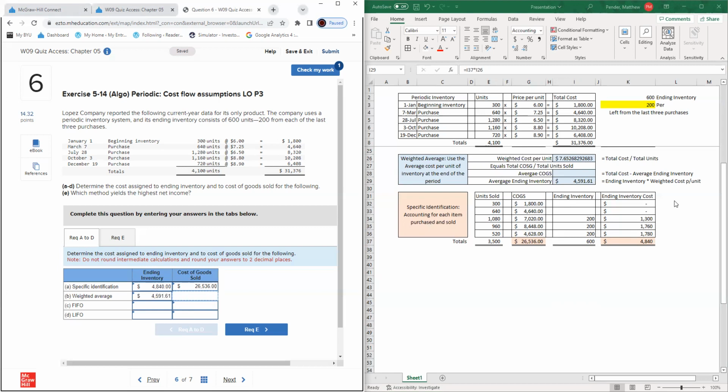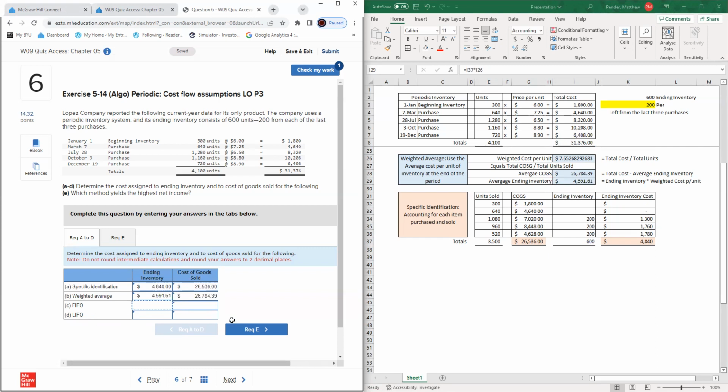For me, the easiest way to understand this is, I know how much my total costs were. If I subtract my weighted average ending inventory cost, then I get my cost of goods sold. So this equals the total cost of goods subtracted by my average ending inventory. So 26, okay, wrong box, 26,784.39.